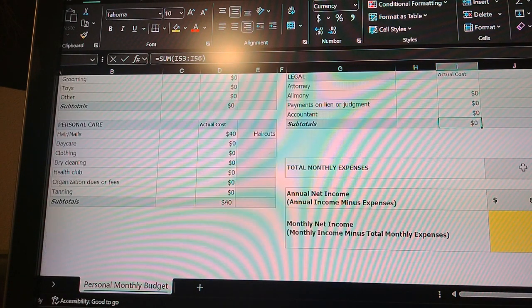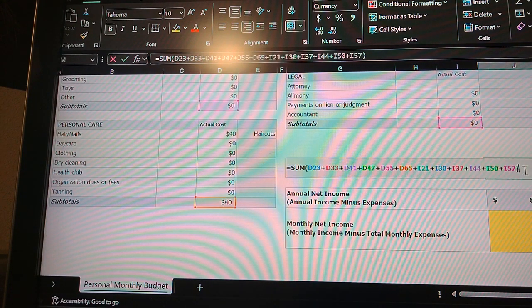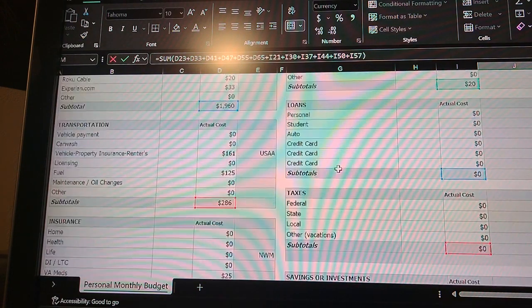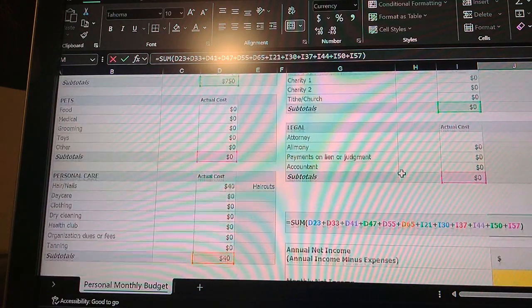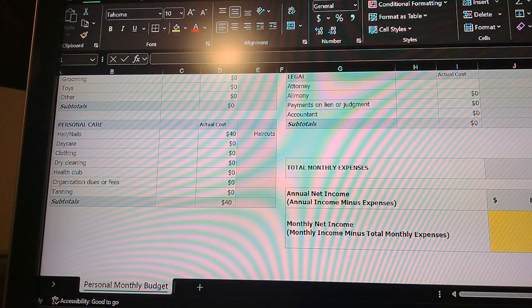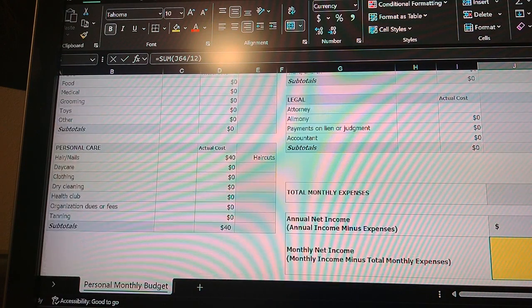So then this right here is total monthly expenses, and this is accurate. What this is, you click on it, it has the Excel formula. All these different categories that you see highlighted in bright colors are the subtotals for each of these categories. That adds up to everything, $3,446, and then annual net income, annual income minus expenses, and then monthly net income minus total monthly expenses. So I'm averaging currently $734 each month, off to the side.